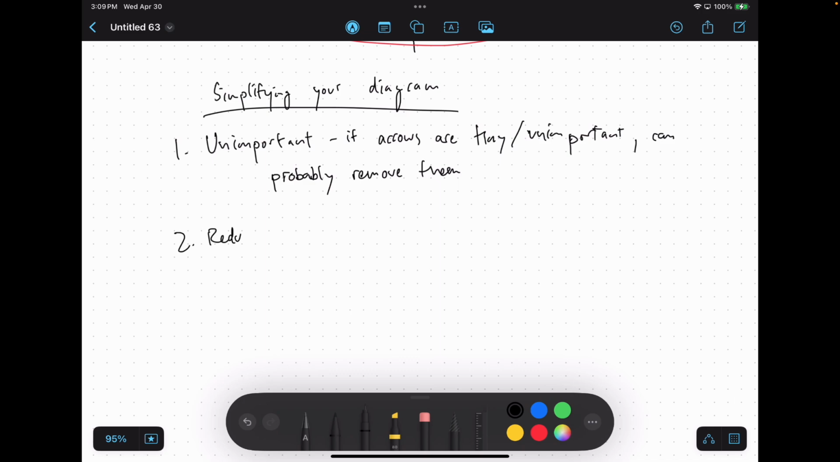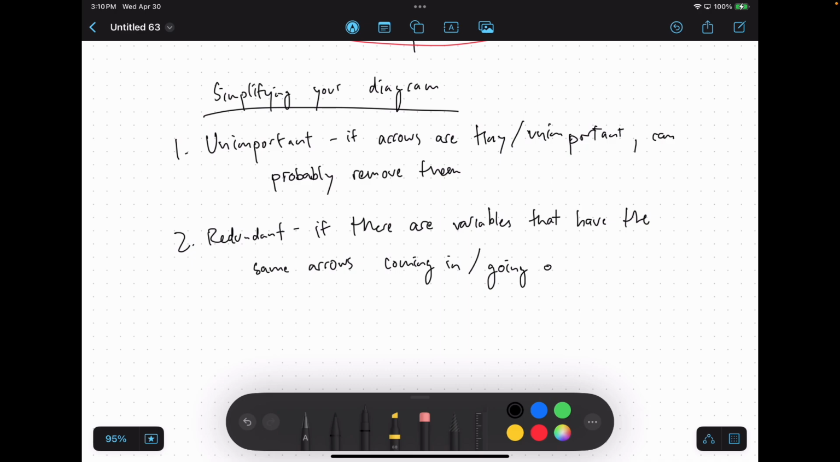Two, if they are redundant, if there are variables that have the same arrows coming in and going out, you can maybe combine them, right?